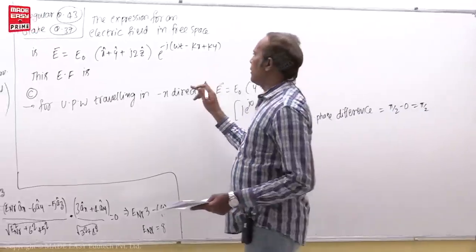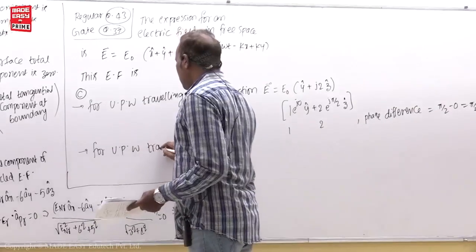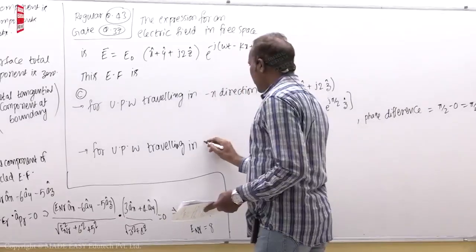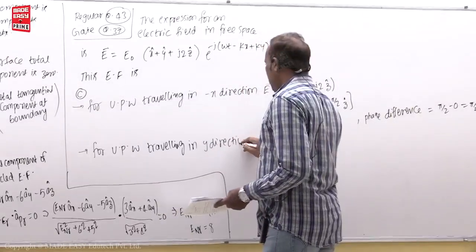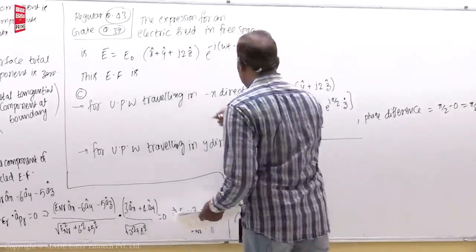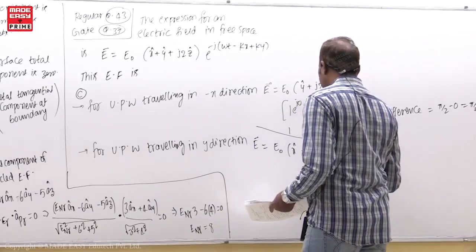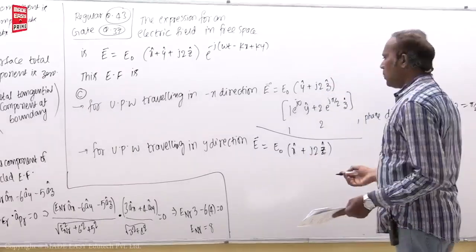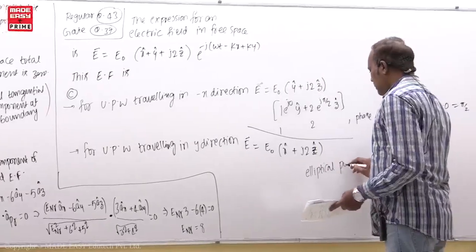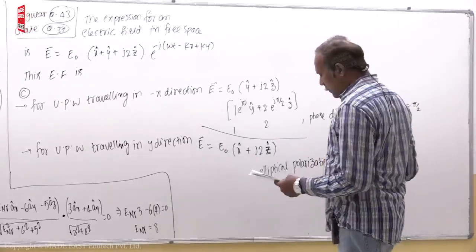Similarly, if you take this one also, for a uniform plane wave traveling in plus y direction, the electric field will be E naught, then you have to take the X component and Z component. Okay, X component and Z component. So once again it is elliptical polarization. So the option is C actually.